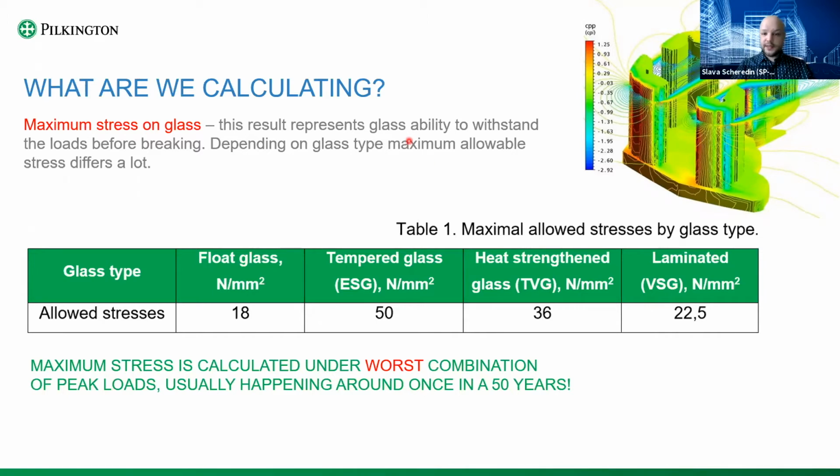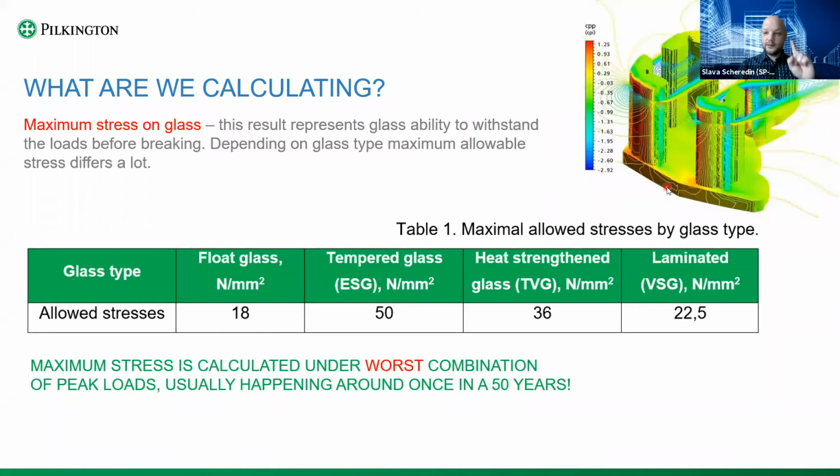For each glass type, for example, standard float glass or annealed, heat strengthened, tempered, laminated, here in the table is the maximum allowable stress. So this is the equivalent of maximum force per area the glass can withstand, so the glass can survive. And we need this number when we are making a calculation to determine whether glass will break or not.